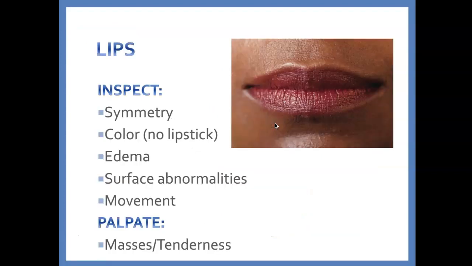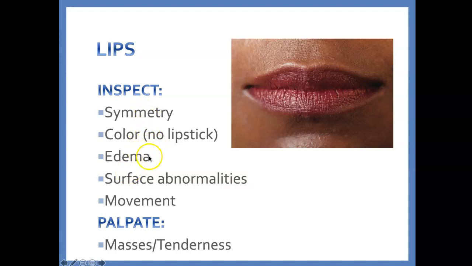of the mouth. The first thing we're going to start with, again, is inspection. You just look at the lips to make sure they're symmetrical. Ideally we're going to look at the color. They should be nice and pink in comparison to the tone of the skin. Hopefully there's no edema in the lips or in the mouth.